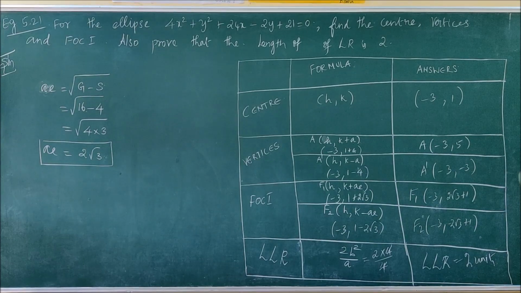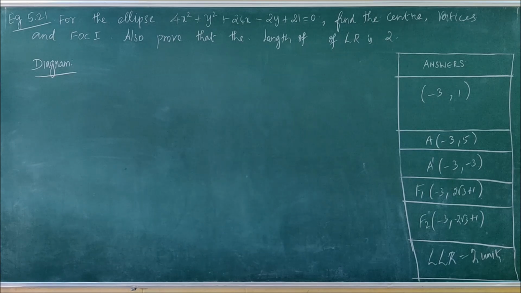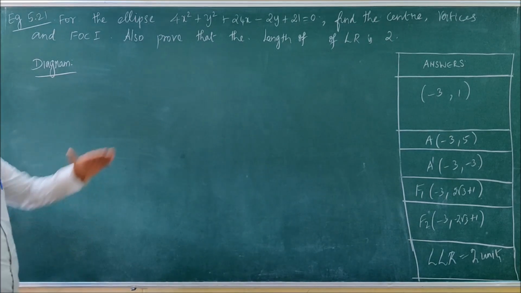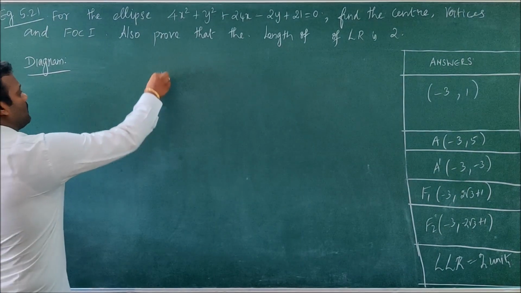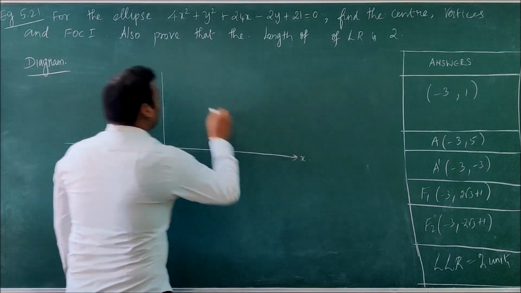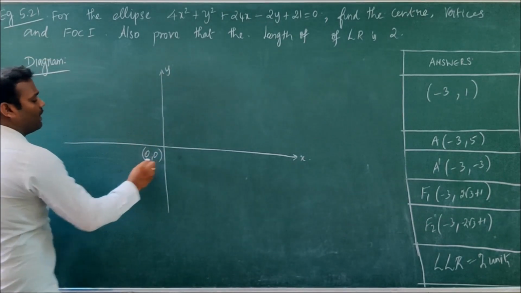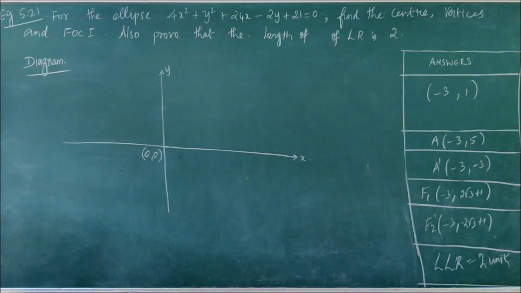Now I am going to explain how to draw the diagram. Since the diagram is not asked in the problem, but you have to know how to draw the diagram. So next we are going to draw the diagram. First you have to draw the axes, small x and y, and mark the point (0, 0). This is the first thing you have to do.